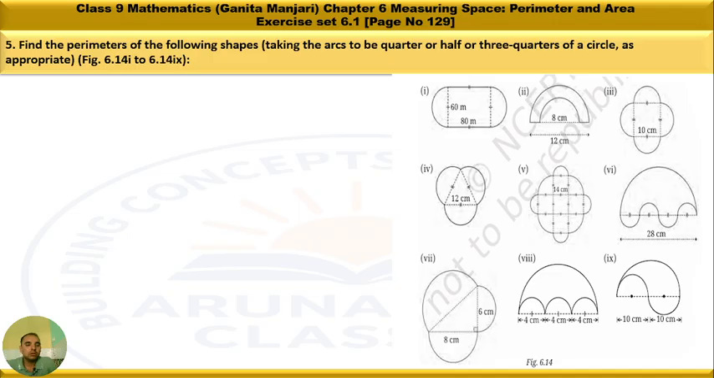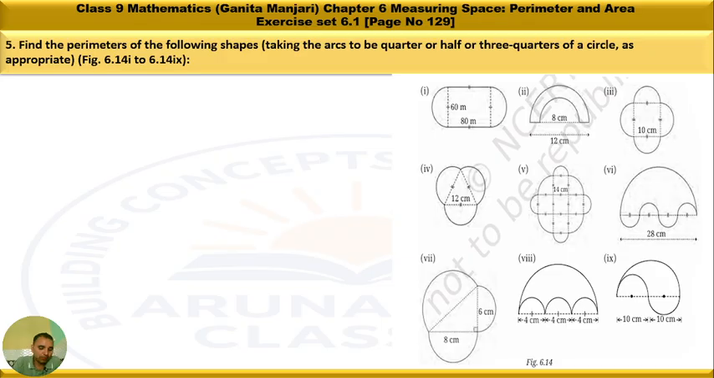In this video, I will be discussing question 5 of exercise 6.1 given in page number 129 of chapter 6, measuring space, perimeter and area. The question is: find the perimeter of the following shapes, taking the arcs to be quarter or half or 3/4 of a circle as appropriate. It is given as in figures.